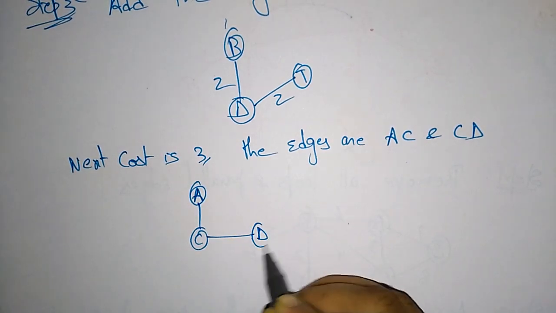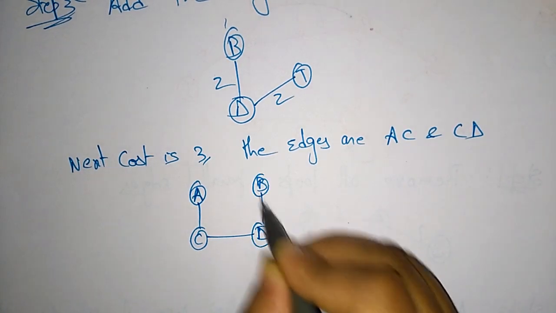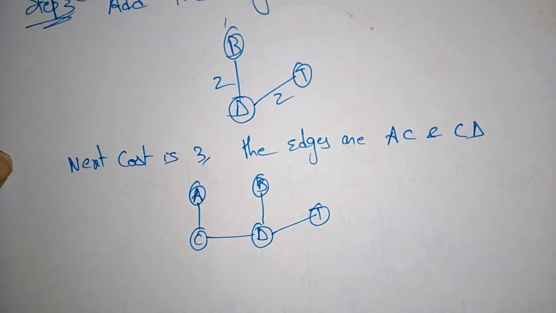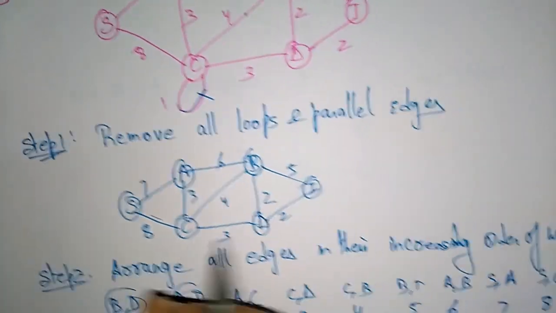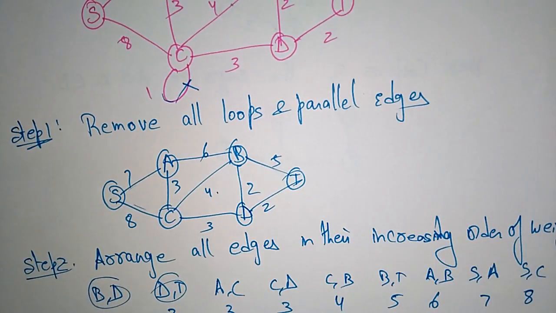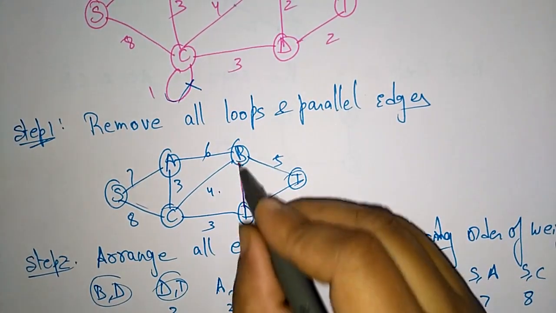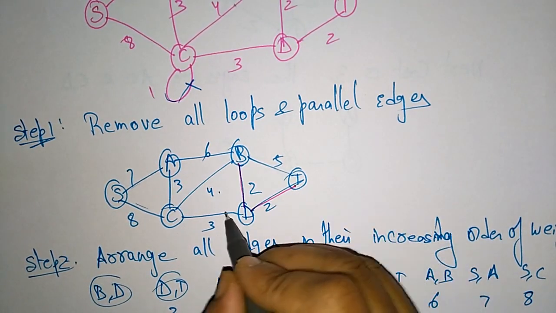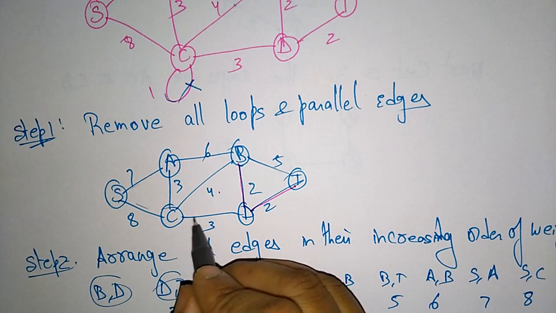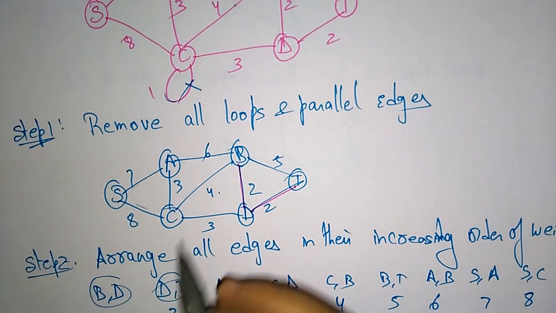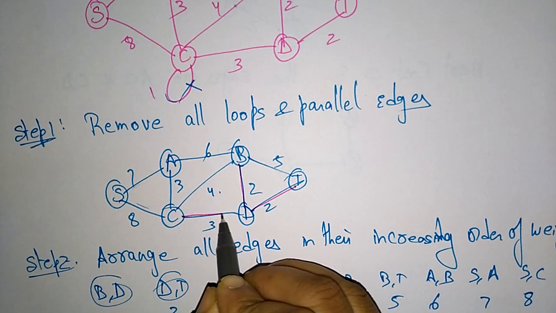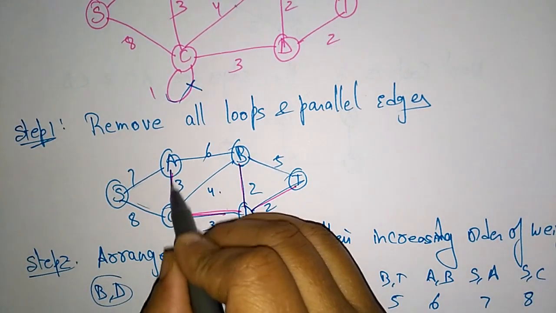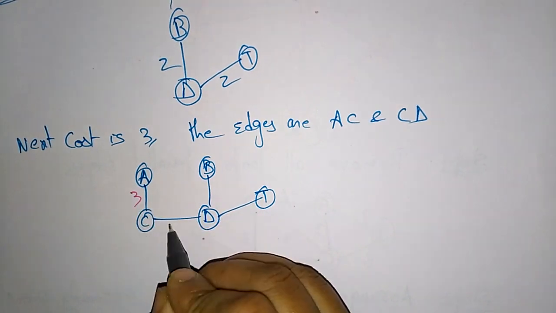AC, CD, and this is B, and this is T. Okay. So why I didn't take the CD? I just only taken the AC. First I selected BD, least cost, and next is DT, next least cost. So next is CD. I have to select either CD or, next edges are AC and CD. So AC, both I have selected, AC and CD. Okay. So the weights are 3, 2.